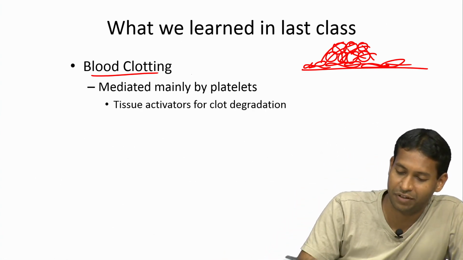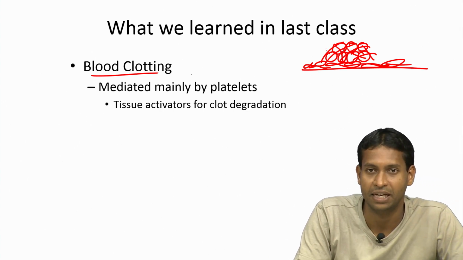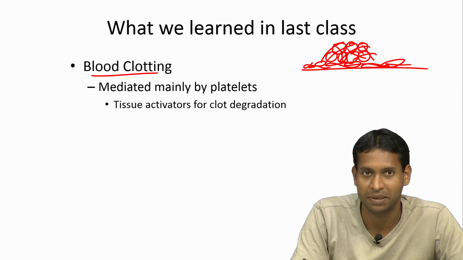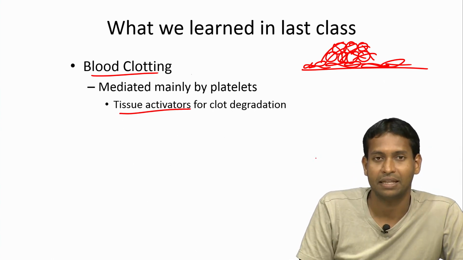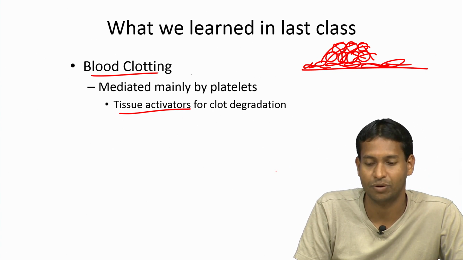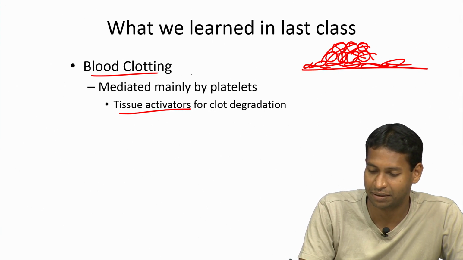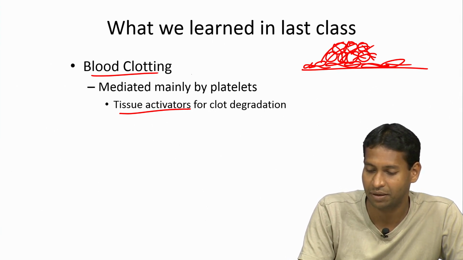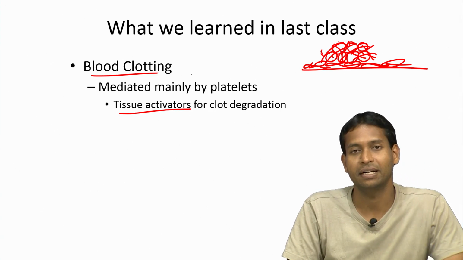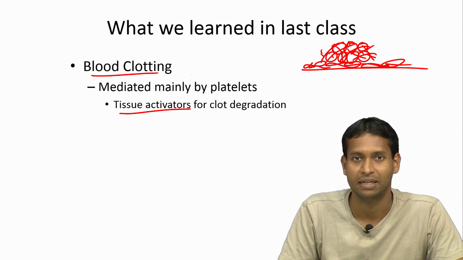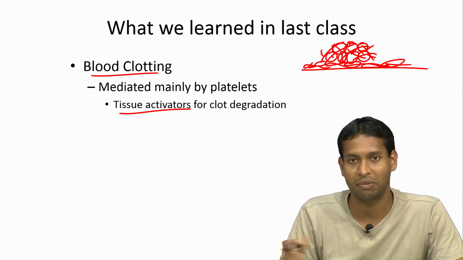Once the clot has served its purpose and healing has started, the area is cleared away by the endothelial cells. The way this happens is that tissue activators initiate clot degradation, and some of these tissue activators start cleaving the fibrin polymer. That removes the obstruction once the healing has happened, and then the normal blood vessel can regenerate.